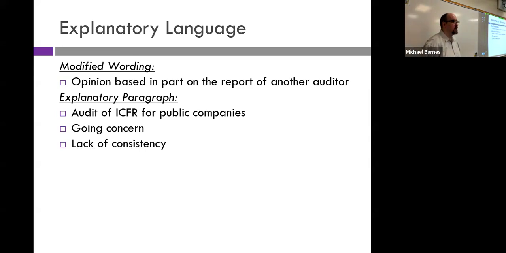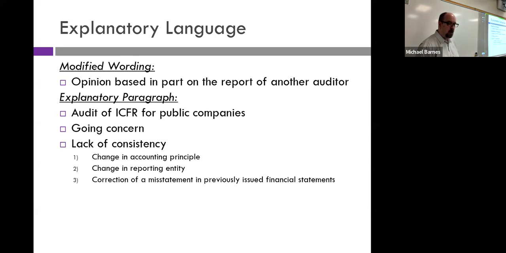Next, we need to talk about lack of consistency, and you should probably write some term next to this saying comparability is the key, okay? Comparability. So how well can we compare financial statements from one period to the next? If we look at previous year's financial statements and they're not comparable to the current period, this is where we have to add an explanatory paragraph. This usually follows the lines of what you learned back in 303. What I mean by that is, if there was a change in accounting principle, a change in reporting entity, or a correction of a misstatement in previously issued financial statements, these will affect comparability from this period to the next.